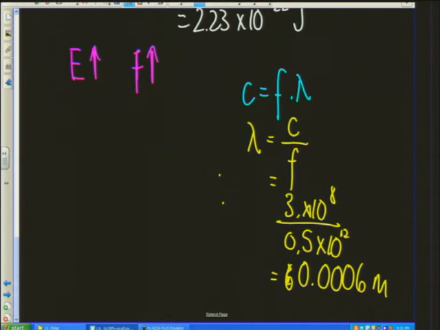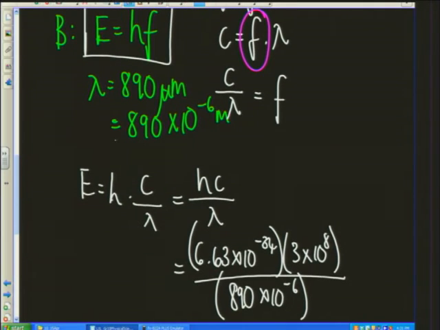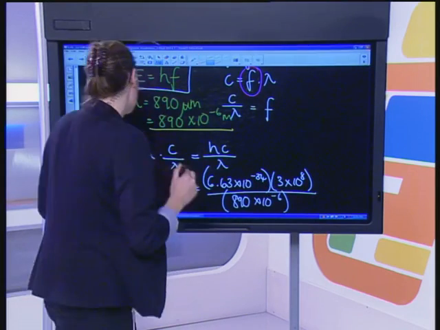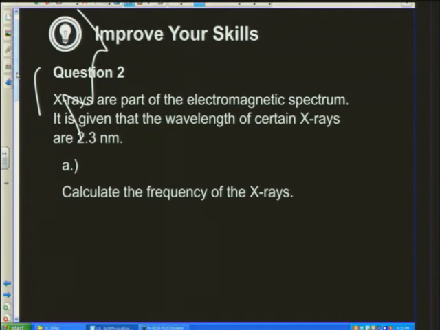0.0006 meters. And so you could go and compare that in terms of its wavelength, because remember that was the other wavelength. So you can compare them. Let's turn to our next question. We'll see how we go with this. I'm just going to clear these scribbles.